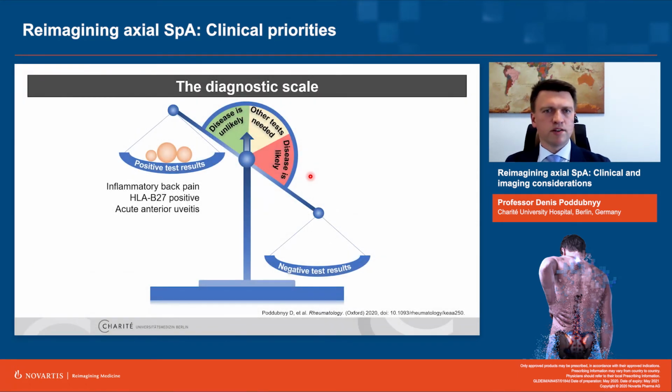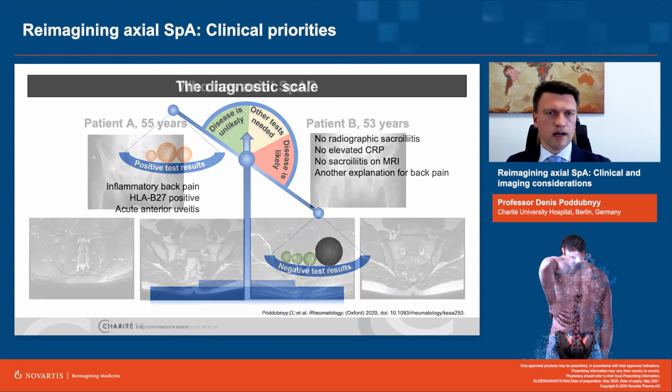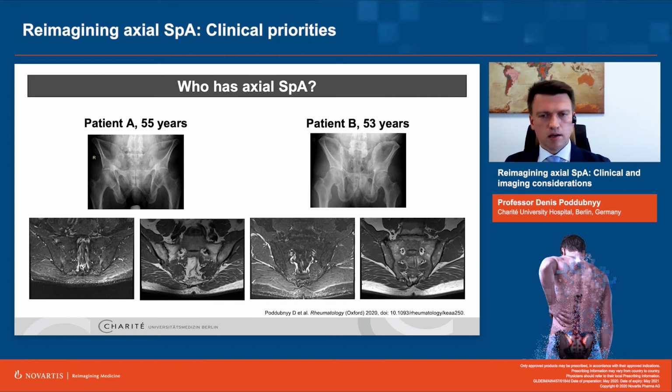So if we could go back to our diagnostic scale, we have the same positive tests, but here we have a negative MRI, and what is very important, we have another more likely explanation for back pain in this case, and that is why axial spondyloarthritis in this patient would be rather unlikely. So for patient A, we have a diagnosis of axial SpA. For patient B, it's a diagnosis of degenerative spinal disease, and that is why for patient B, axial spondyloarthritis classification criteria would be not applicable.